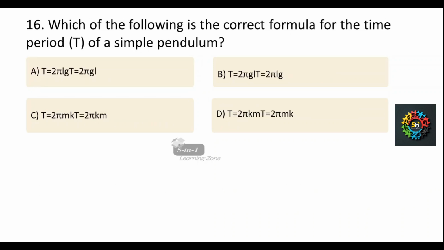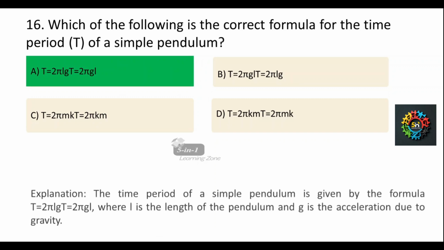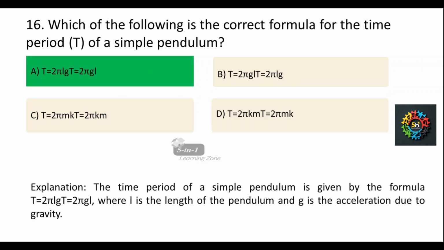16. Which of the following is the correct formula for the time period T of a simple pendulum? Answer: A. T equals 2 pi square root of L over g. Explanation: the time period of a simple pendulum is given by the formula T equals 2 pi square root of L over g, where L is the length of the pendulum and g is the acceleration due to gravity.